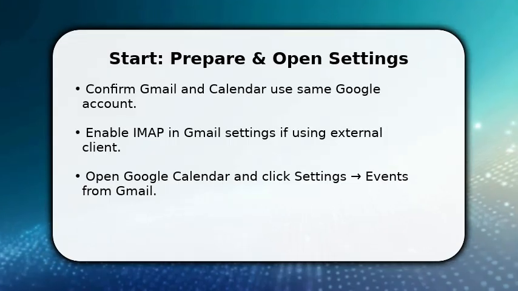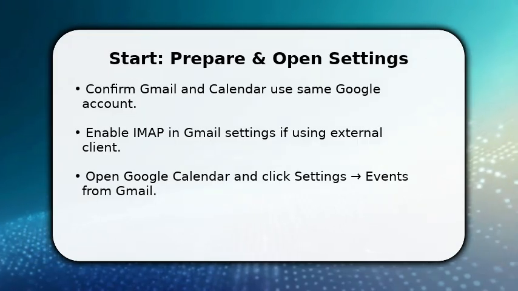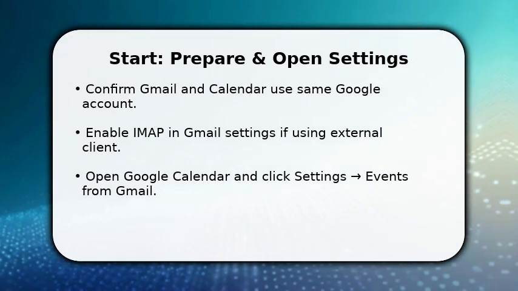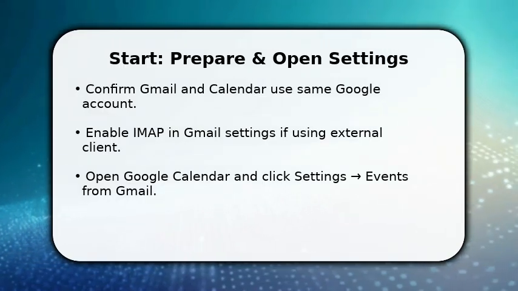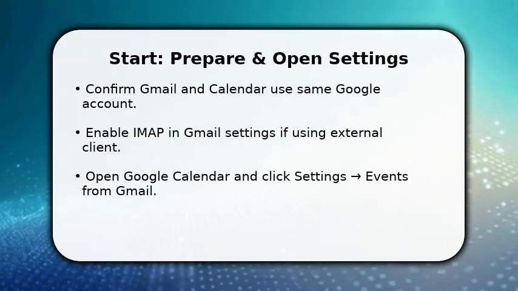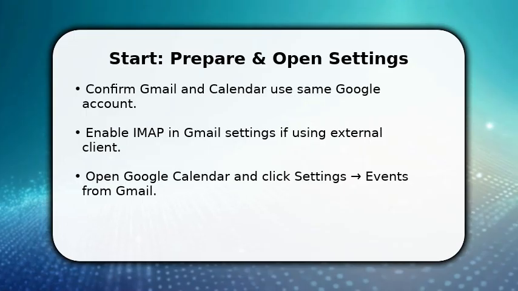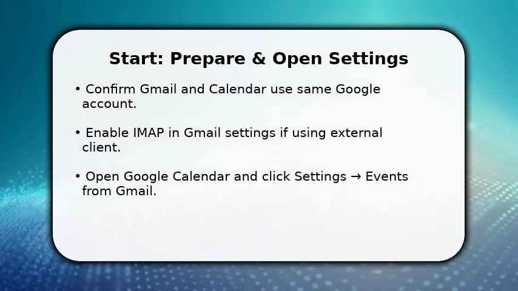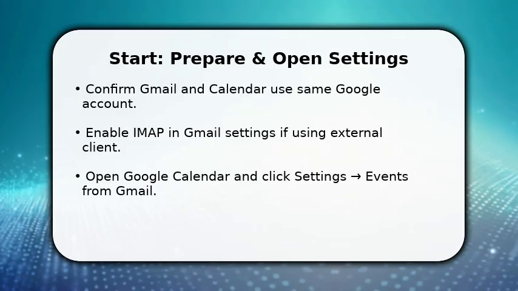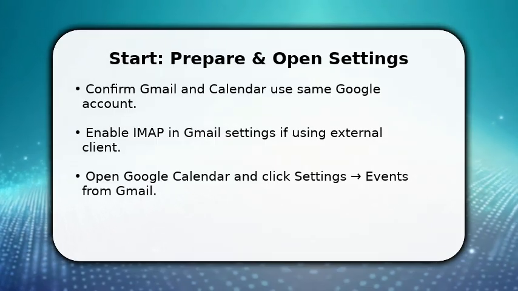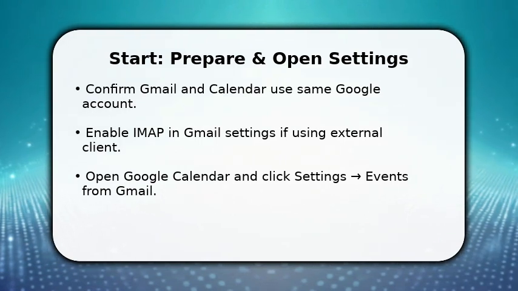You'll start by confirming that Gmail and Calendar share the same Google account. This is essential. Once confirmed, open Gmail settings and enable IMAP only if you plan to sync via a third-party client, otherwise skip. Then open Google Calendar, go to Settings, and find the Events from Gmail section so you can enable or review automatic event import. Once done, make sure the account permissions allow Calendar to read Gmail events so automatic creation can occur.